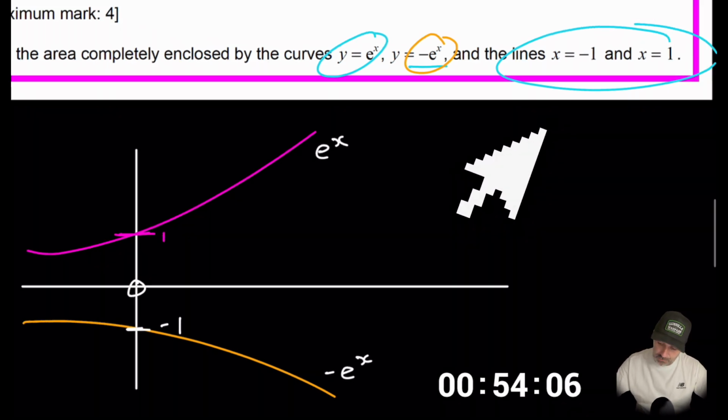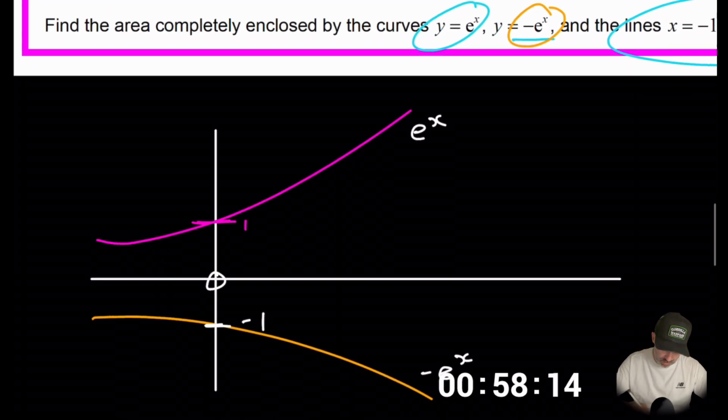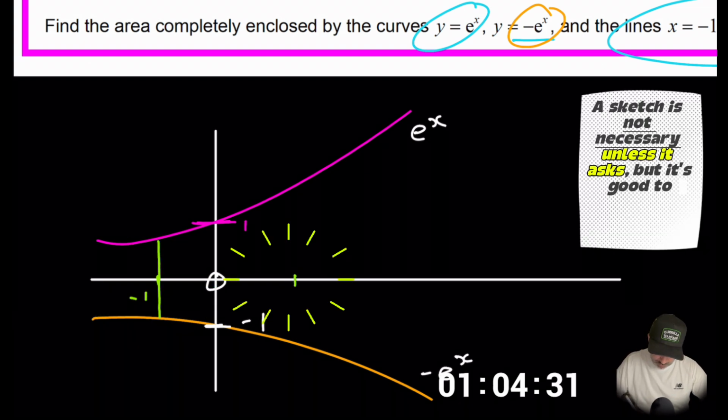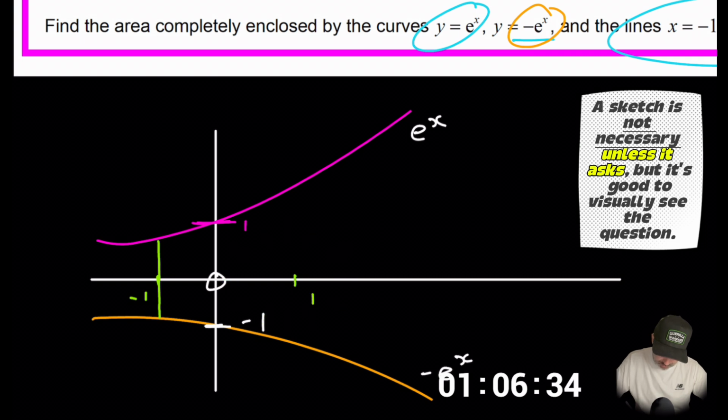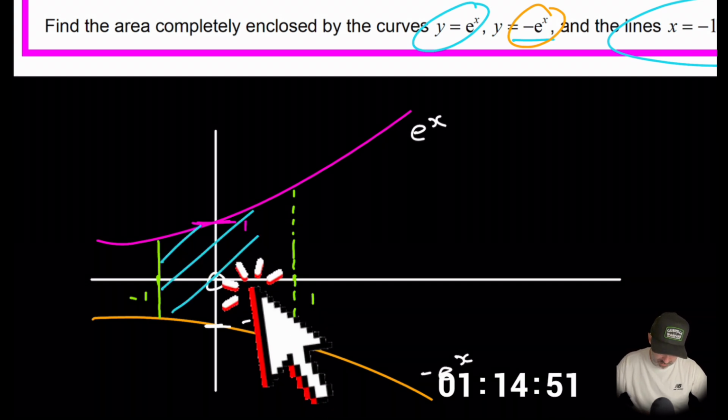And then it wants us to find the area bound between -1 and 1. So let's put -1 down here, and draw a vertical line down there, and 1 will be here. Now this is a sketch. Don't forget, this is not an accurate drawing. This is just showing us what area we need to find. So the area I will shade in blue will be this area here.